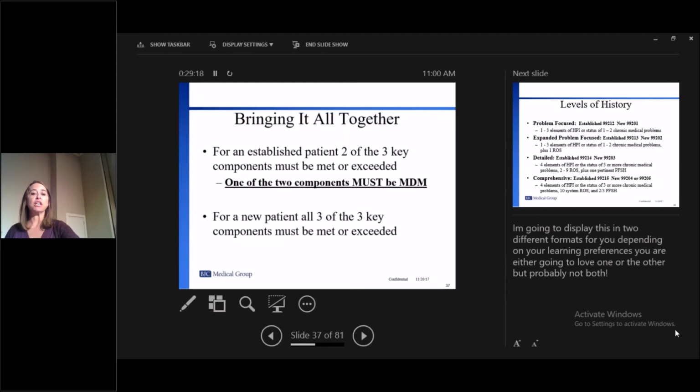So for a new patient, all three of them have to be met or exceeded. So if one of them is only at a level 3 versus a level 4, you're going to have to go with that level 3, because all three of those have to be met to be able to reach it.